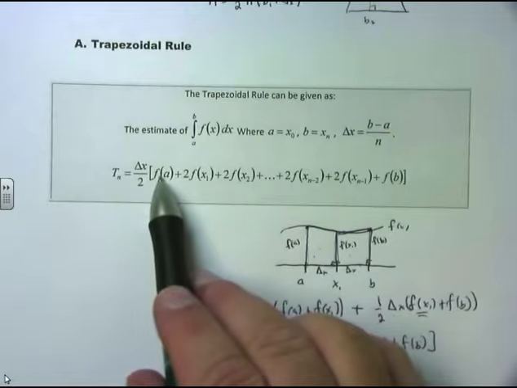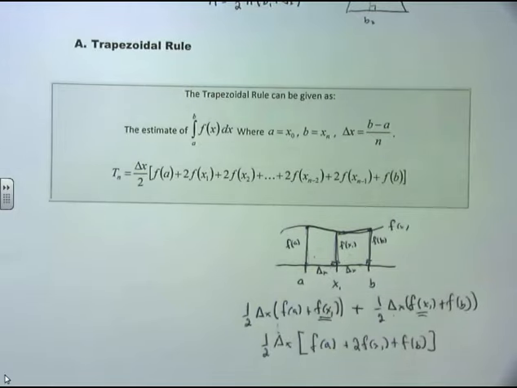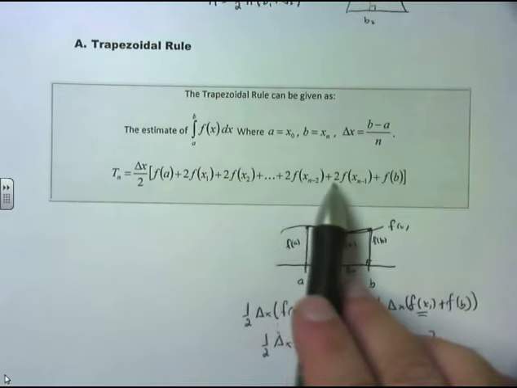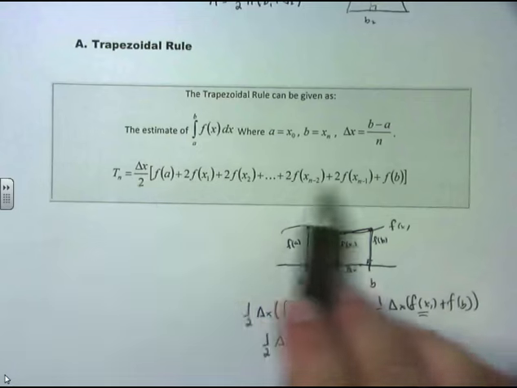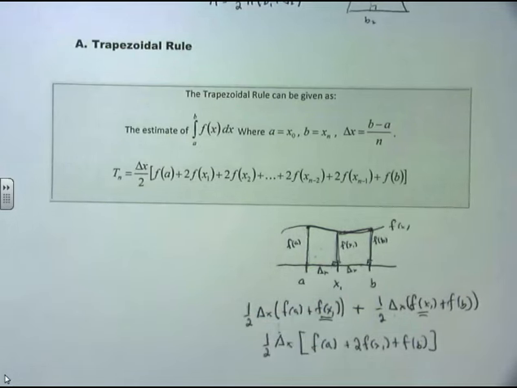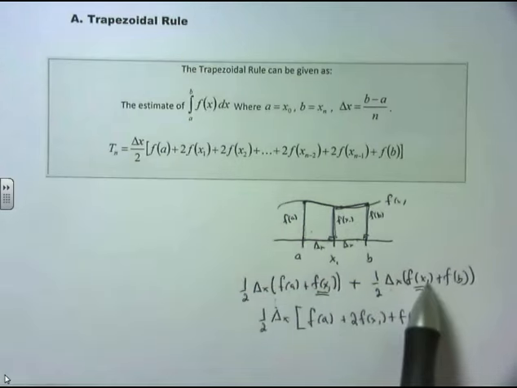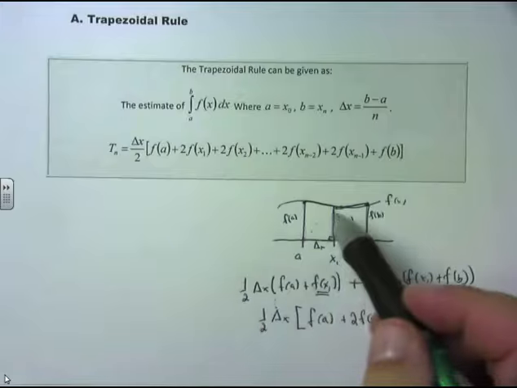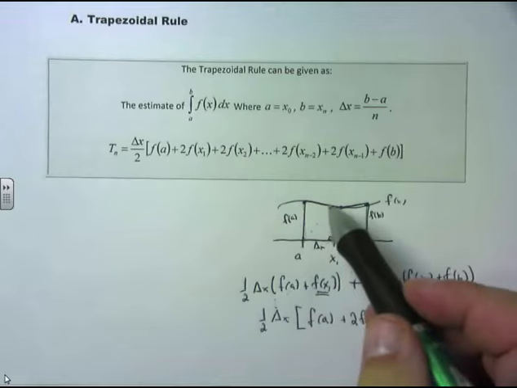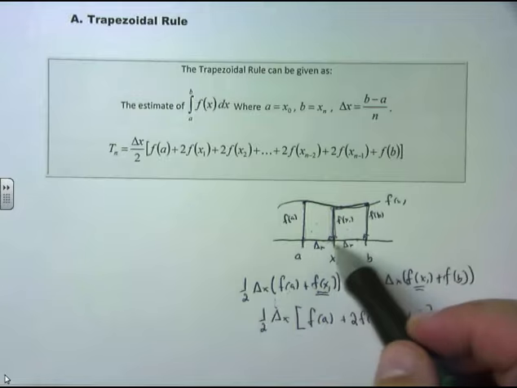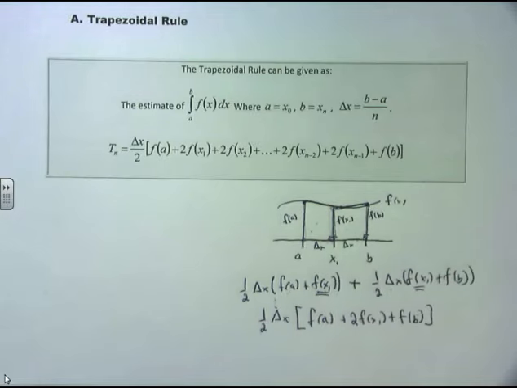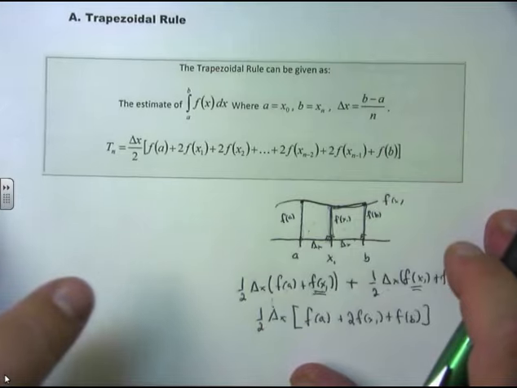So it's f of a plus 2 times f of all the internal points, plus f of b. And that is the pattern for the trapezoidal rule, because when you clean this up, you're doubling all the internals, because the bottom base on one trapezoid becomes the top base on the next trapezoid as you move along the partitions. So, as long as you've got the formula memorized, we go to the next problem.